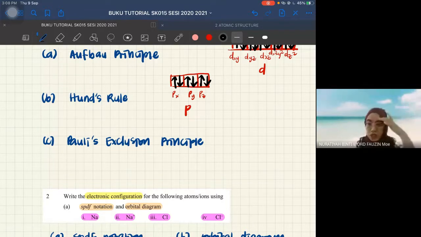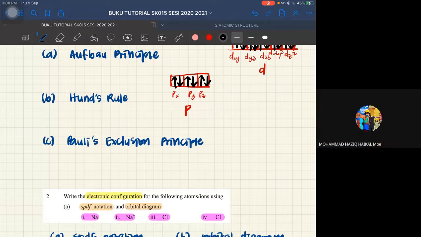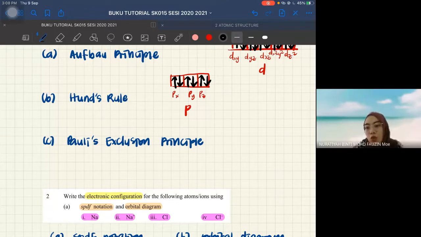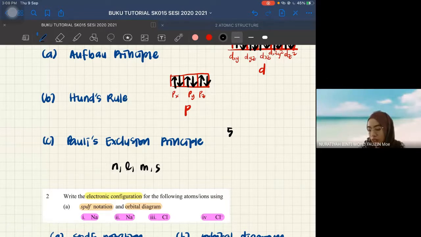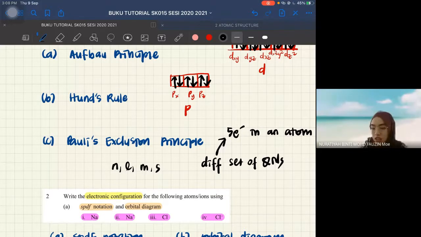So next, Pauli's exclusion principle. Someone else? Yes, miss. Yes, please. Okay. The Pauli exclusion principle is no two electrons in an atom can have the same four quantum numbers. Okay, betul. So for Pauli exclusion principle, maksudnya awak punya n, l, m, s dalam satu atom tak boleh sama. Contohnya kalau awak ada 5 electrons in an atom, okay, all 5 electrons will have a unique different set of quantum numbers. Okay, maksudnya tak ada yang akan sama, right?